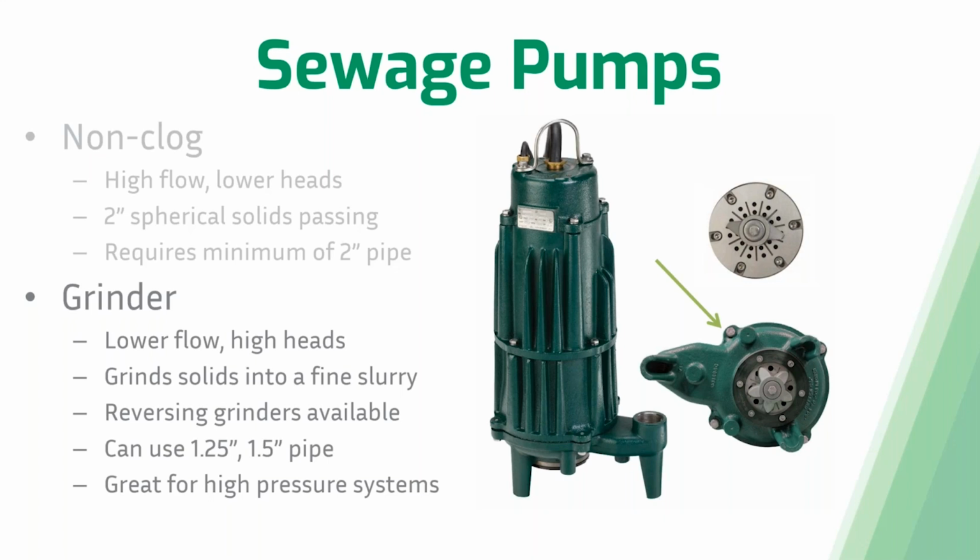These pumps can be used with 1.25 or 1.5 pipe, so you can go below that 2-inch minimum that is required for non-clog sewage pumps. And that's just because, since these are ground up solids, you're much less likely to clog that pipe, so you can get away with much smaller pipe. And these pumps are great for high pressure systems, which is why you typically find them in low pressure sewer systems.